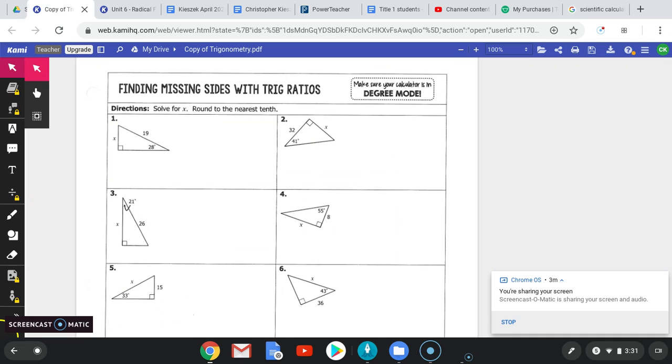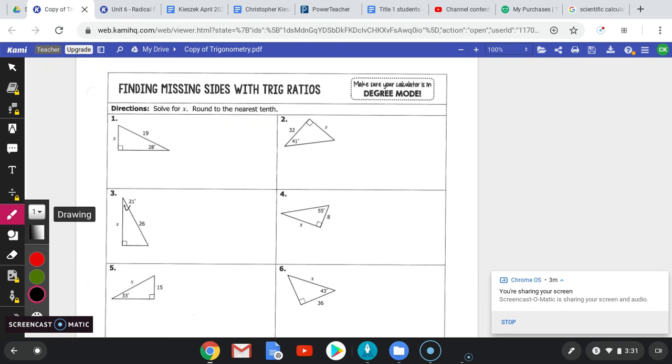And this is what usually happens. Usually students understand how to set this up, and it's just because their calculator is in the wrong mode that we get it incorrect. So make sure it is in degree mode. All right, so now how do I set up these problems?